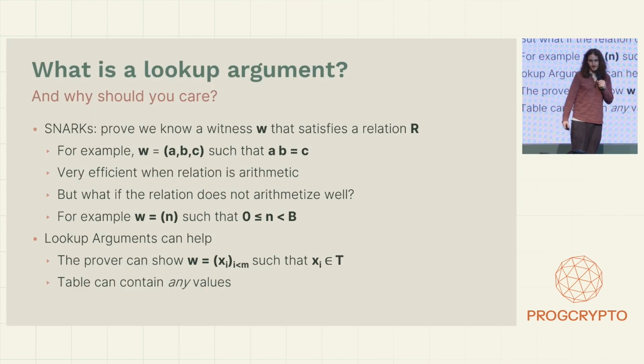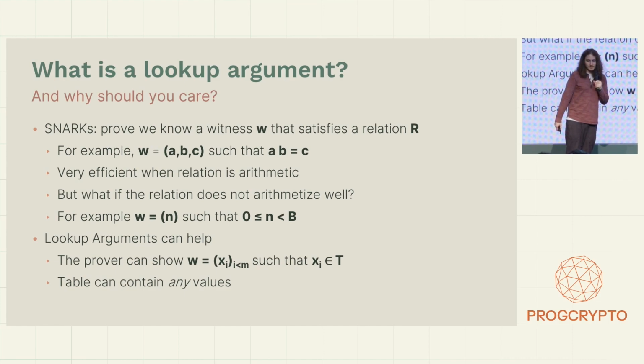So SNARKs allow us to prove that we know some witness that satisfies a relation. So you may have heard of R1CS. When the relation is convenient to arithmetize, meaning that you can express it with additions and multiplications in a field, that's great. But often that's not the case. Not all relations that we care about arithmetize well. For example, range checks, right? Suppose we want to show something is in a range.